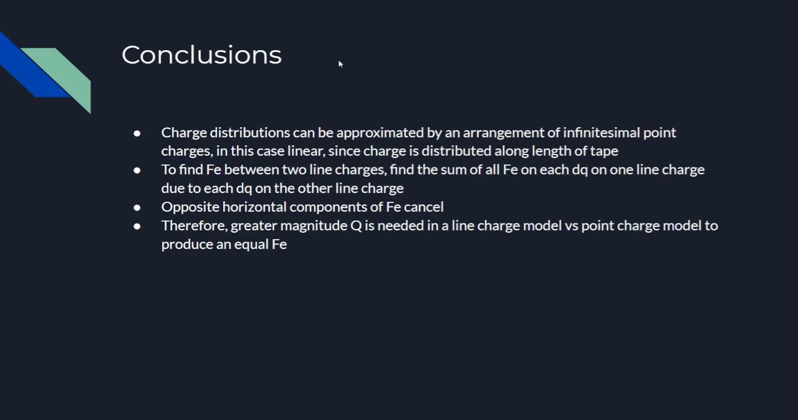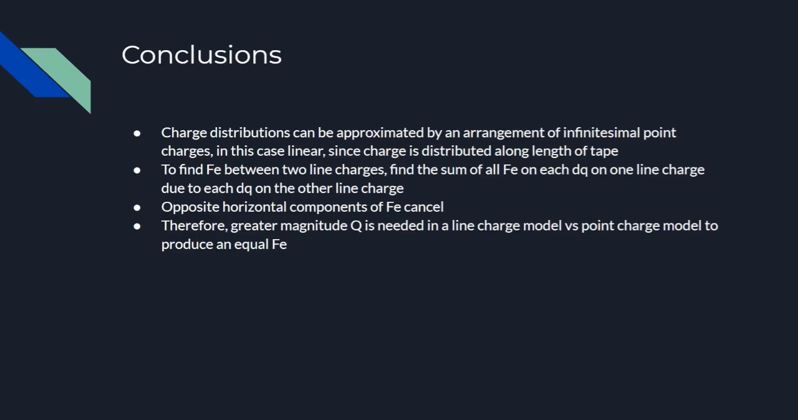Conclusions. Charge distributions can be approximated by an arrangement of infinitesimal point charges, in this case linear. This charge is distributed along the length of tape. To find the electric force between two line charges, find the sum of all the electric force on each DQ on one line charge due to each DQ on the other line charge.